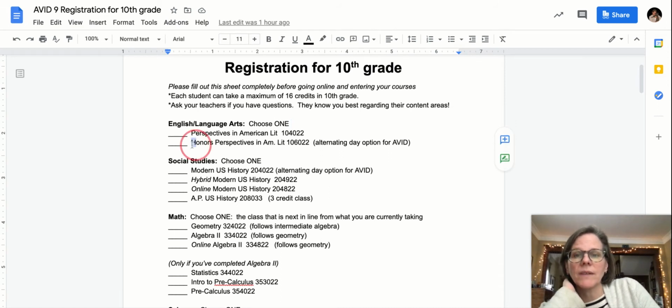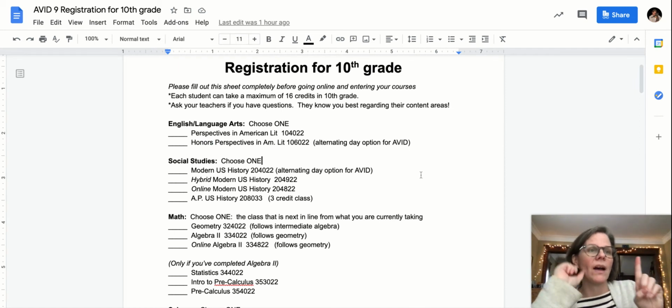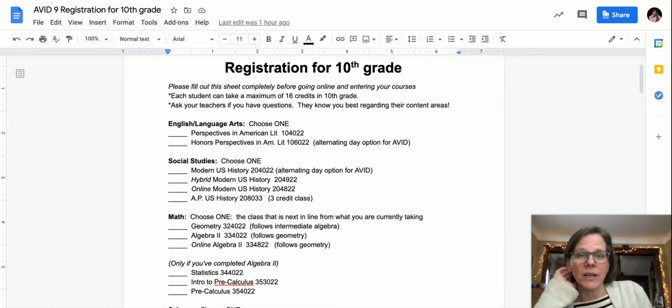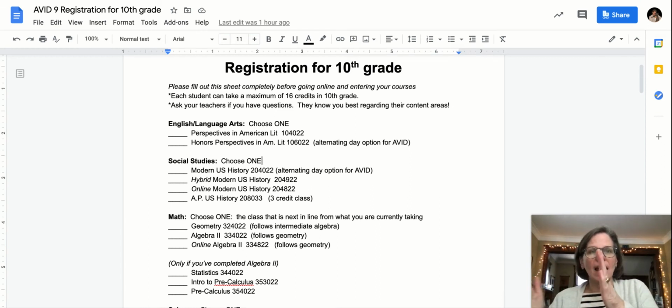Honors perspective is the class that alternates with AVID. You only need one other class to alternate with AVID. So if you're taking honors perspectives, that may end up being an alternating class all year for you versus having a full semester of English and then no English the next semester.